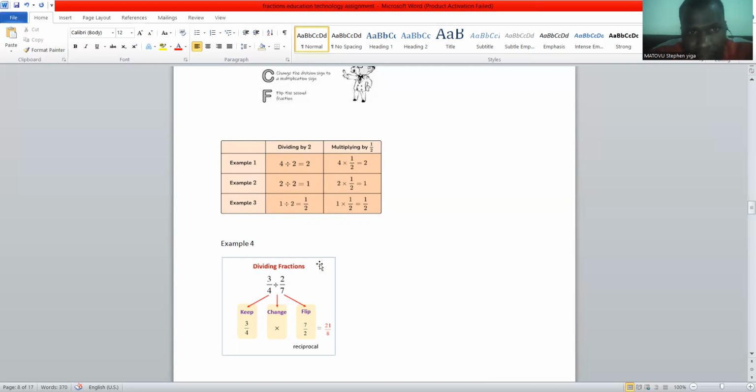If you have 2 divided by 2, in simple terms, you know that it is 1. But when you flip the second 2, it will be 2 times a half, which is 1. 1 divided by 2, most of us know that it is a half. So it is 1 times 1 over 2. If you flip this second one, then it will be a half.